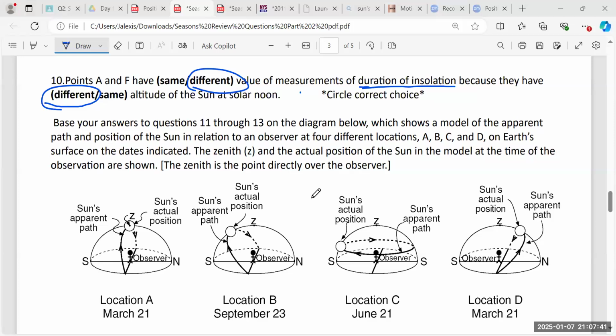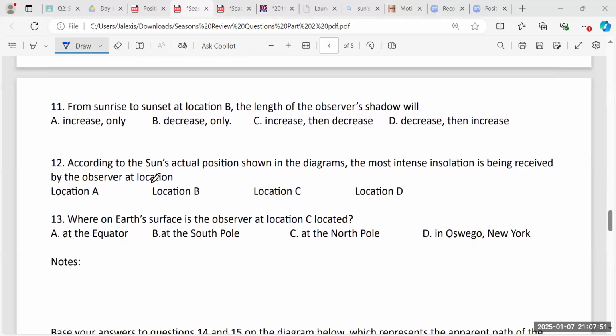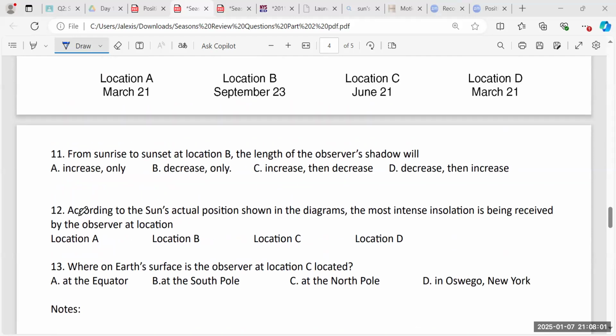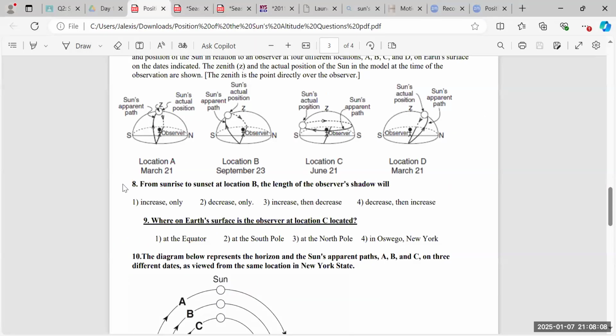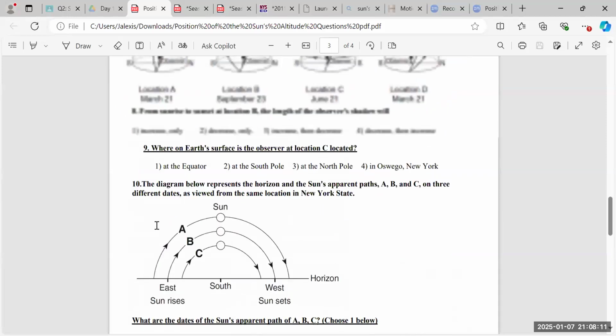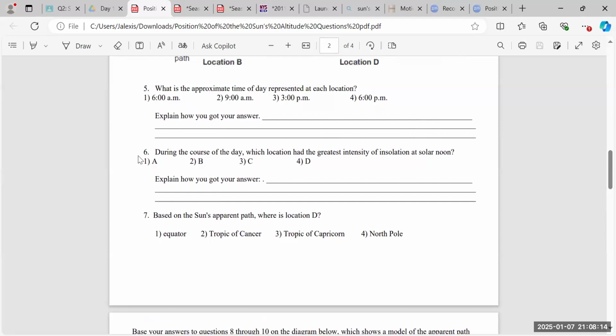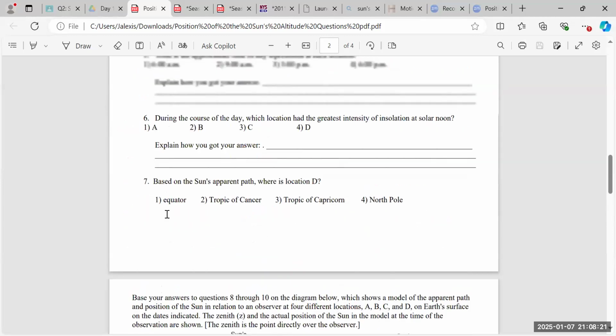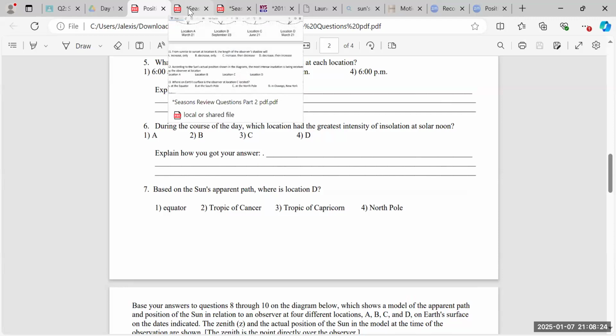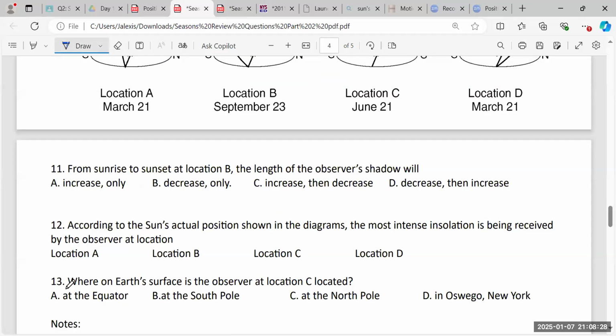All right, everybody. If you take a look at questions 11, 12, and 13, they're actually the same questions as on my previous video, positions of the sun's altitude questions. They're questions 8, number 9, and also number 6. So 6, 8, and 9 on my previous video on questions of the altitude of the sun. You can watch those to answer numbers 11, 12, and 13.